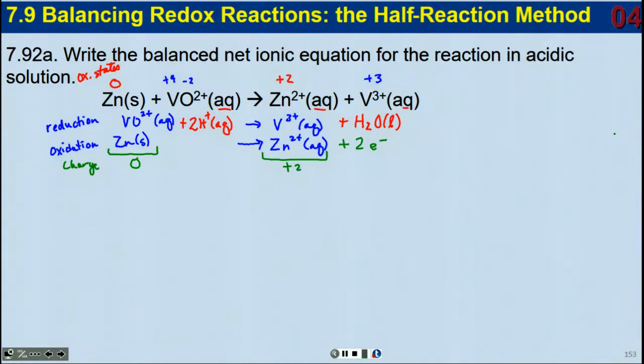Remember, oxidation is losing electrons, and so electrons should be on the product side of the oxidation half reaction. The reduction is the opposite, and it should be gaining electrons. So we're expecting to put electrons on the left side of the first reaction. So let me see if I can move this. Maybe not. Okay, so I'll put some electrons on the left side, but how many do you need?